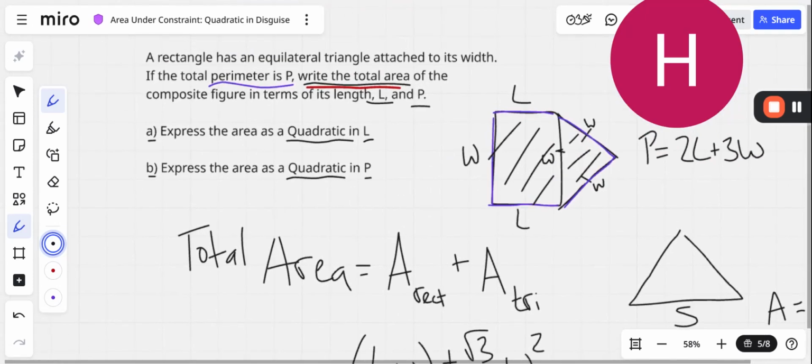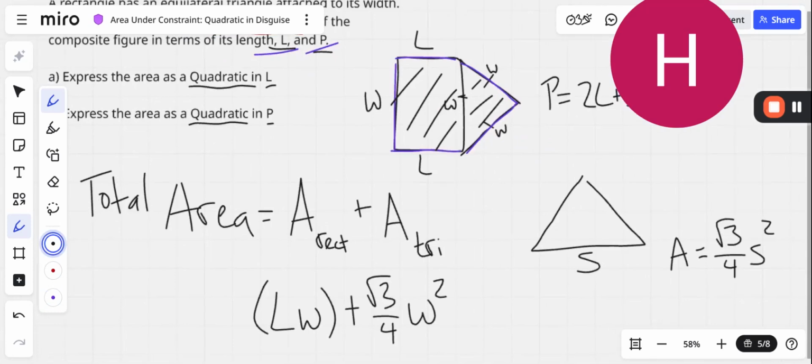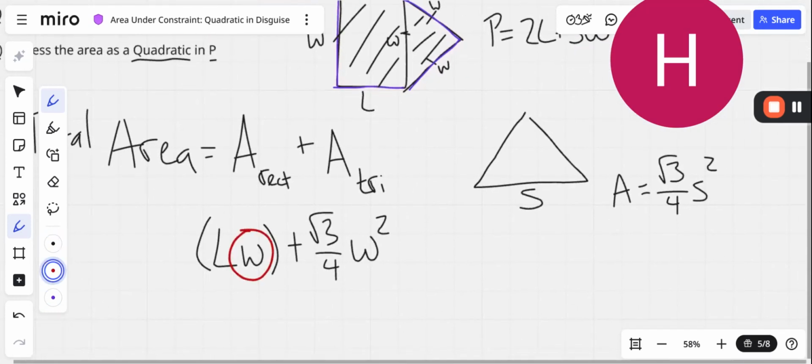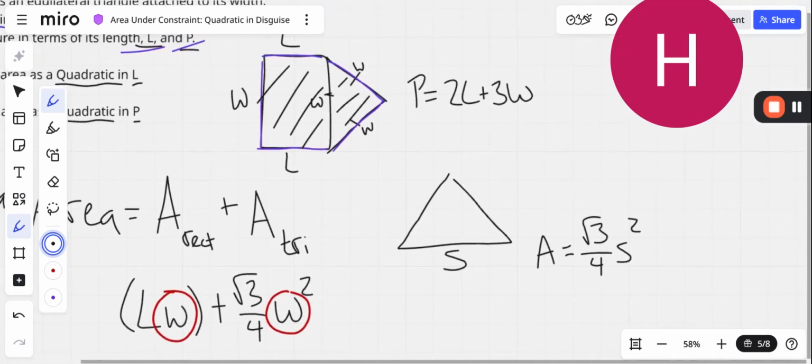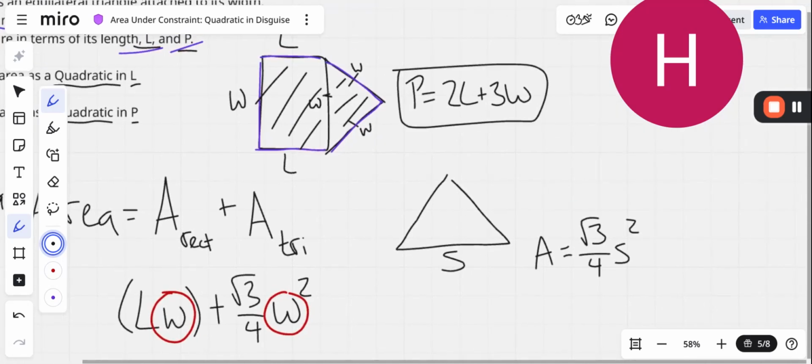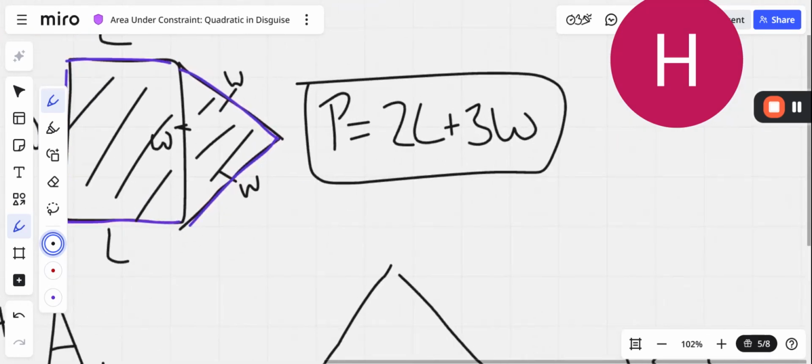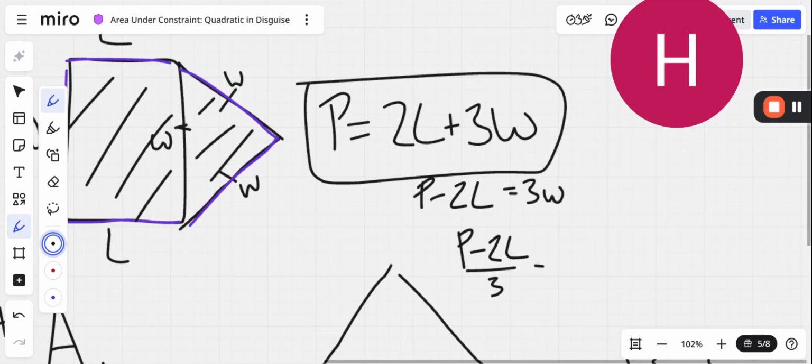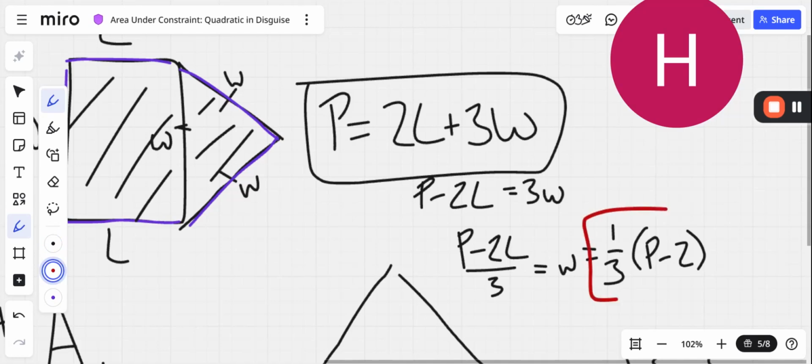Now, we want this to be expressed only in terms of the length and the perimeter P. So we're going to have to replace the W. We want to get rid of this W. We want to replace it with something. So here we can take advantage of this perimeter equation. We can solve for the W and get W by itself. We're going to have P minus 2L equals 3W, which means P minus 2L over 3 equals W. I might even prefer to write that as 1/3 times P minus 2L.